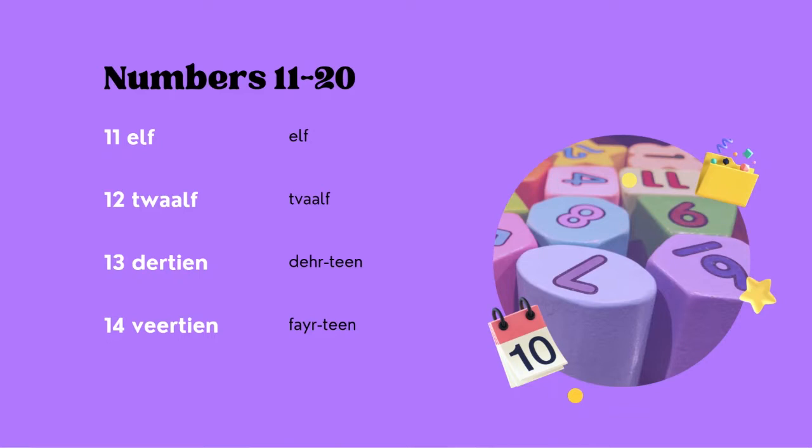Elf, repeat after me. Elf, that's 11. Okay, let's go to 12. Twaalf. That's number 12. Let's go to number 13, and that is dertien. Dertien. Repeat after me. And then we go to number 14, and that is veertien. Veertien. Okay, good. So now we have done numbers 1 to 10. Remember those? These 4 numbers, 11, 12, 13 and 14, you also have to learn by heart.